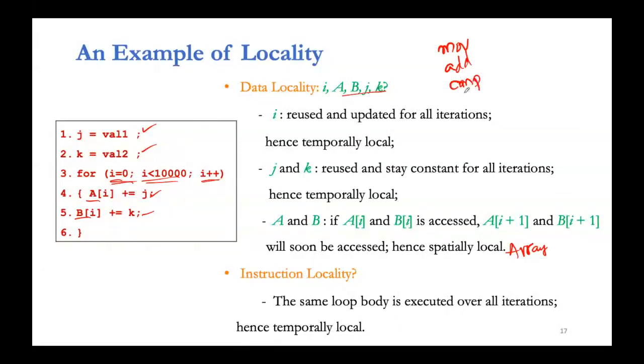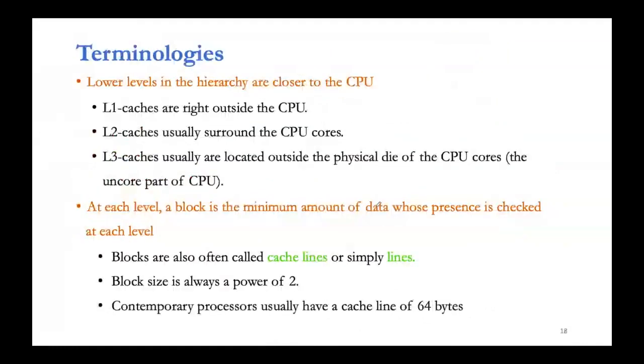So the compare instruction is also executed again, and once it is finished, it goes back to execute the same code, since the target address is there. So the jump instruction is also there. These instructions are continuously executing, so we call that instruction locality. Some loop body is executed over all iterations, and hence they are temporal locality.